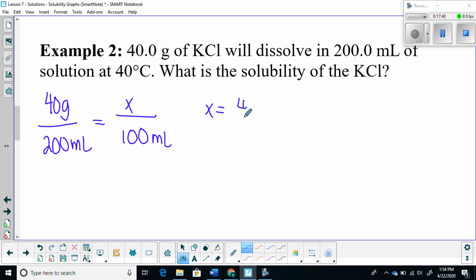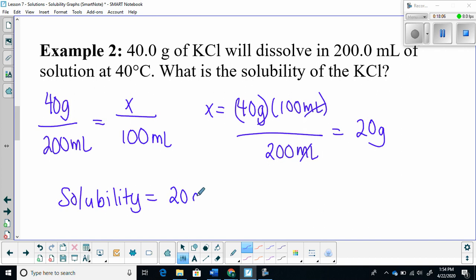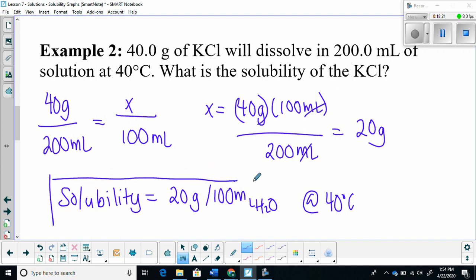X is equal to 40 grams multiplied by 100 divided by 200 milliliters. Milliliters cancels out, and I'm left with 20 grams. So now, solubility is equal to 20 grams per 100 milliliters of H2O. And this happens at 40 degrees Celsius. This is our final answer.